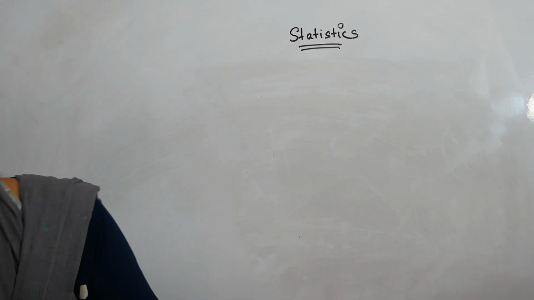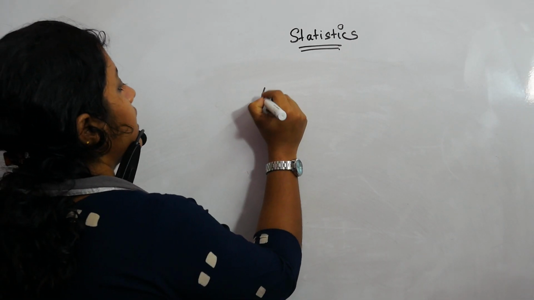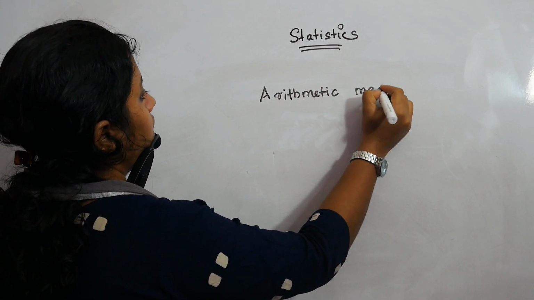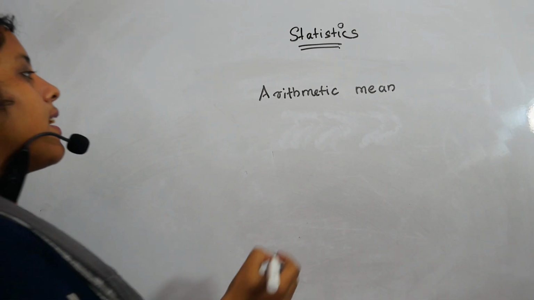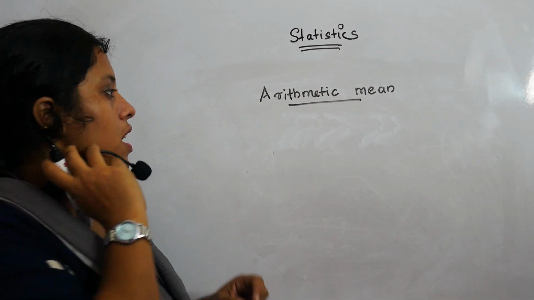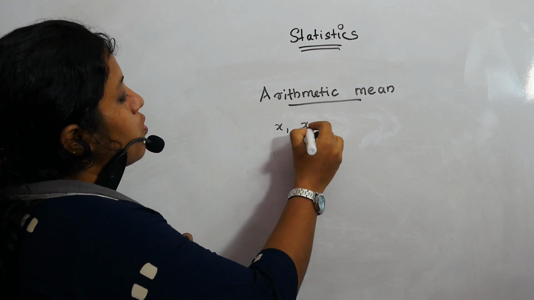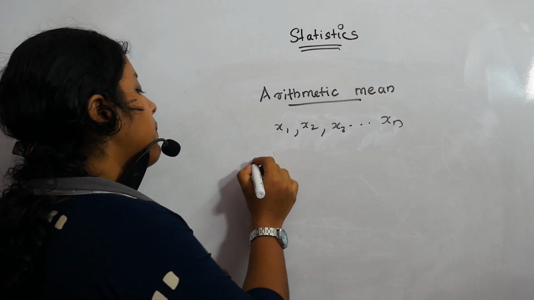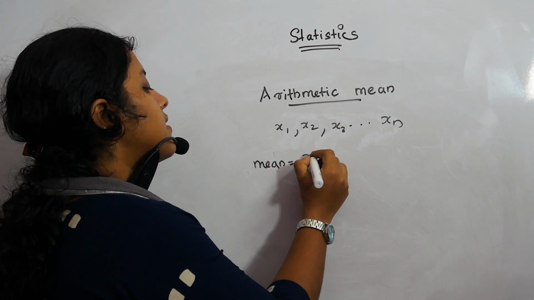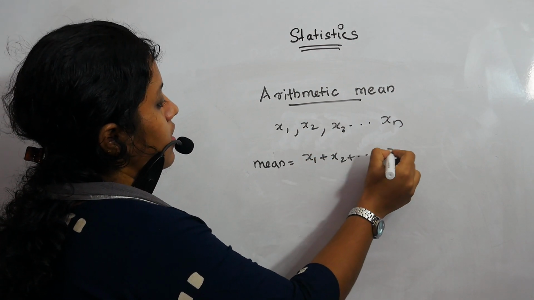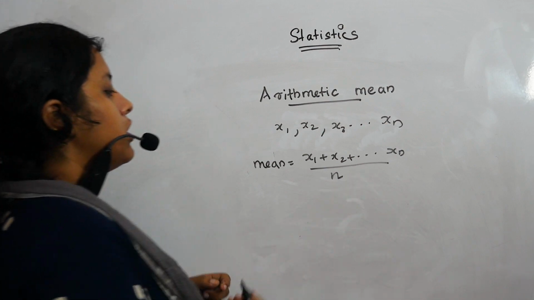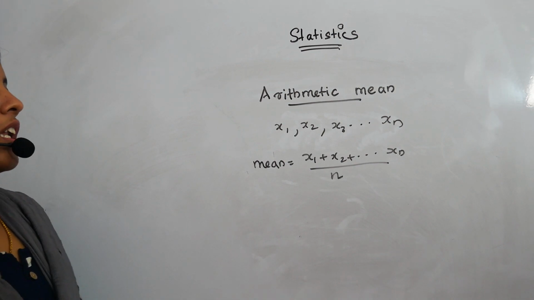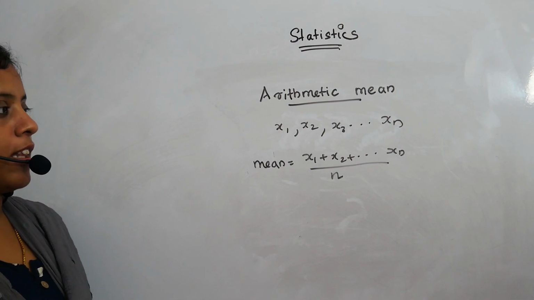Now let's see what is arithmetic mean. What do you mean by arithmetic mean? That is nothing but its average. Suppose we have x1, x2, x3, up to xn observations. Then arithmetic mean is equal to the sum of all observations divided by the number of observations. So we add all these observations and divide by the number of observations. That will give the arithmetic mean.